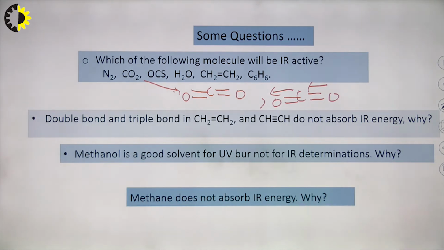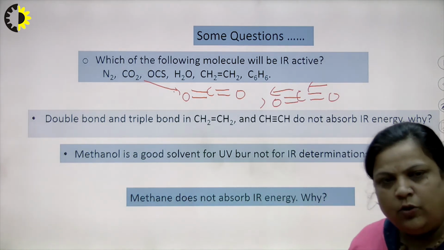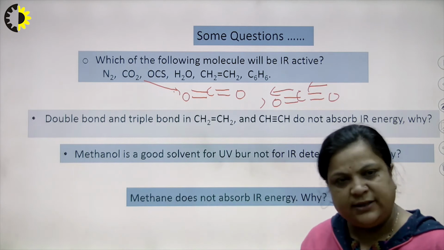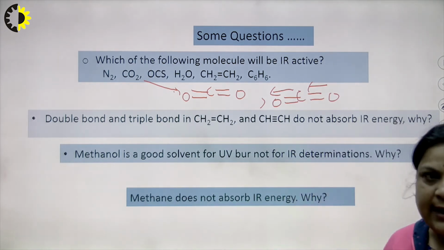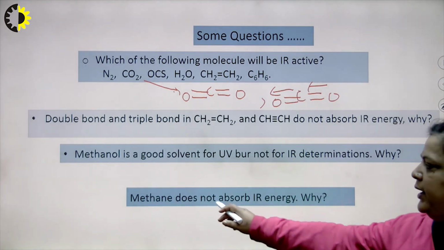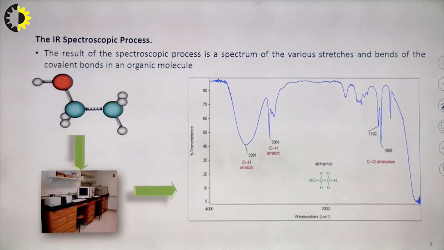Methane does not absorb IR energy. In methane, all the bonds are similar. So, there is no dipole moment; the net dipole moment change is 0. So, it is IR inactive. That is why it does not absorb IR energy.